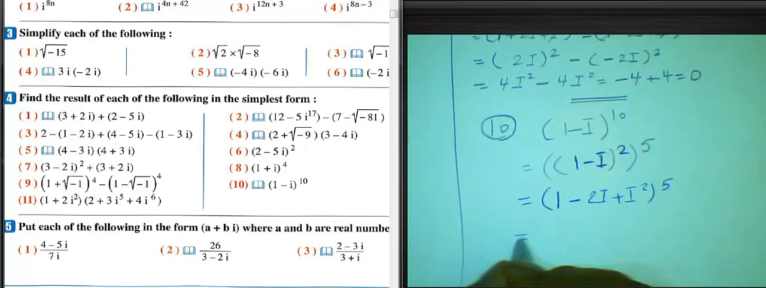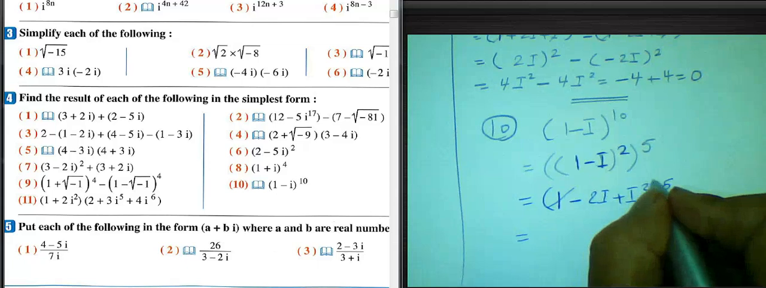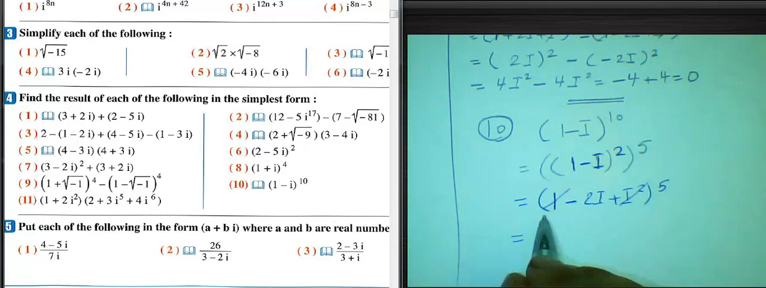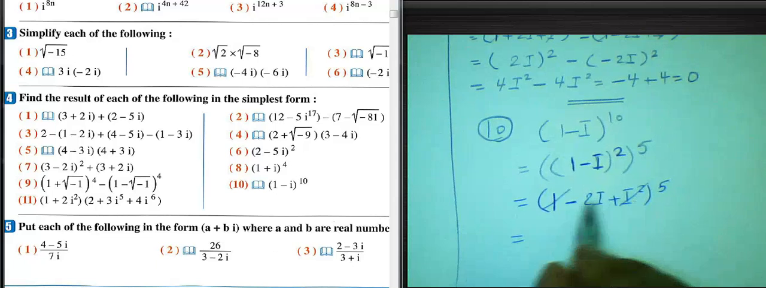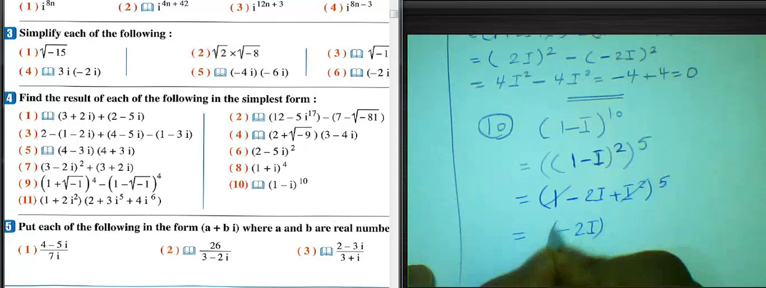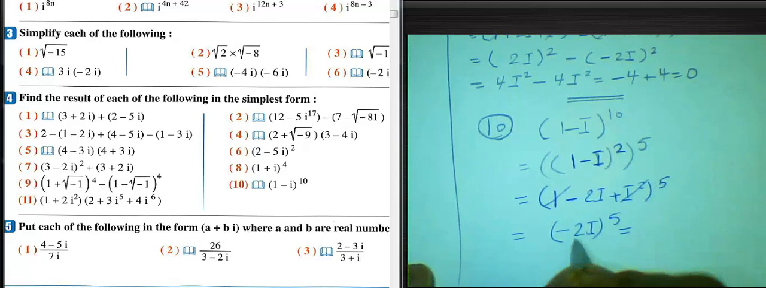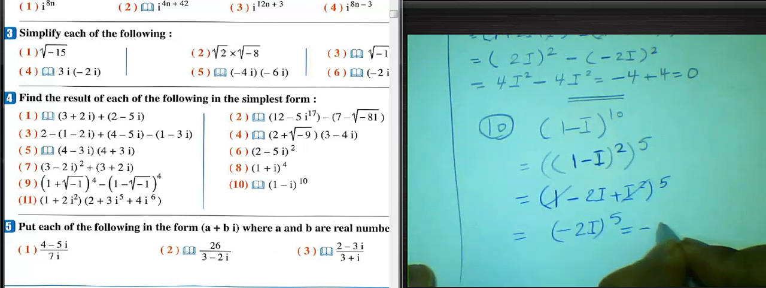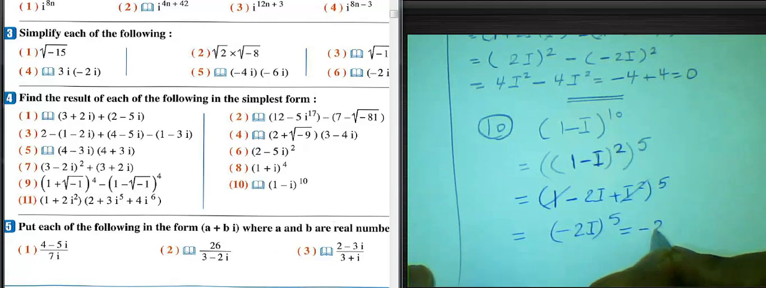Equals 1 and 1 i power 2. 1 and i power 2 equals 0, because i power 2 equals negative 1. Negative 1 plus 1 equals 0. The result will be negative 2i to power 5. Negative 2 to power 5 equals negative 32.